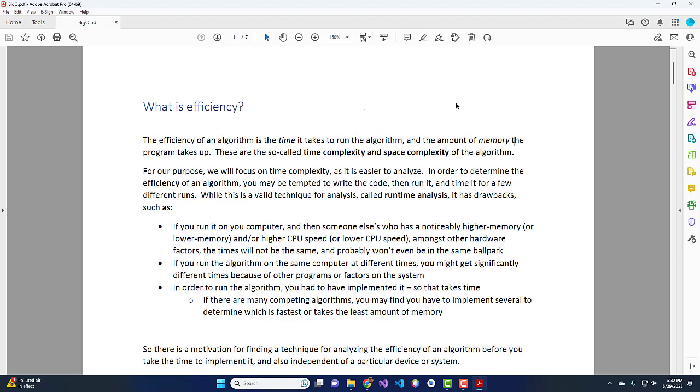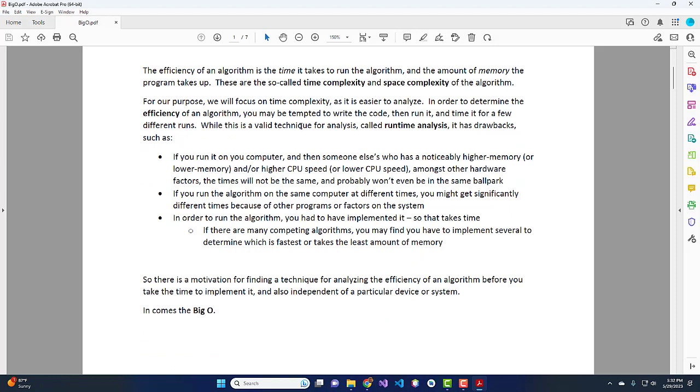That's what we call the volatile memory, the memory that basically whatever's in it is what's being used by the current programs, and if the power goes out, typically whatever was in RAM is just erased. Respectively, these complexities are called the time complexity and space complexity of the algorithm. For our purposes, we're going to focus on time complexity as it's easier to analyze.